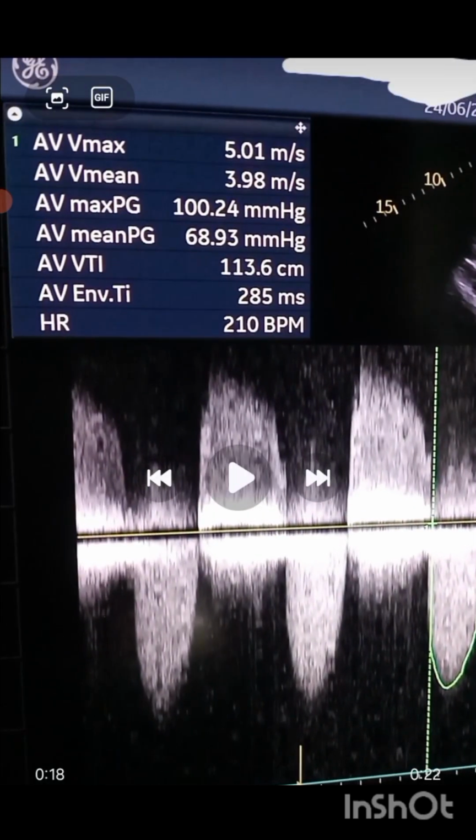Okay, we get the velocity 5.0, and the maximum peak gradient is 100 millimeters of mercury, and the mean gradient is 68. So remember these values. I will show you in the calculator how we get the peak gradient from the velocity using the Bernoulli equation, and how the modified Bernoulli equation works to get the mean gradient from that velocity.